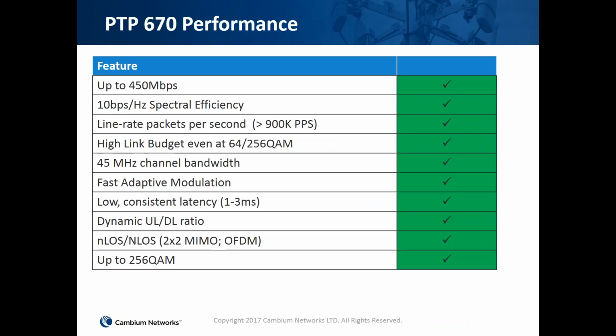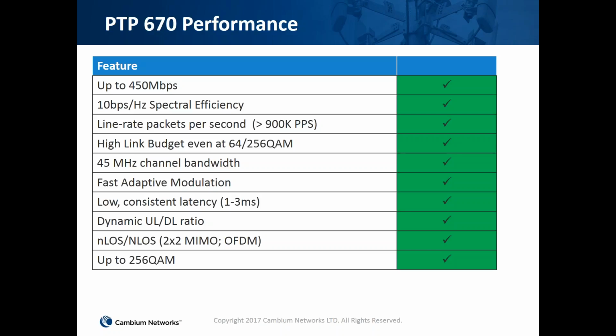So the PTP 670 has really good performance with respect to throughput, 450 Mbps, really good spectral efficiency of 10 bits per hertz, really high packets per second capacity of more than 900K, and a high link budget. It has a wide channel bandwidth of 45 megahertz, and hitless adaptive modulation change. It has a low one-way latency of close to 1 to 3 milliseconds.